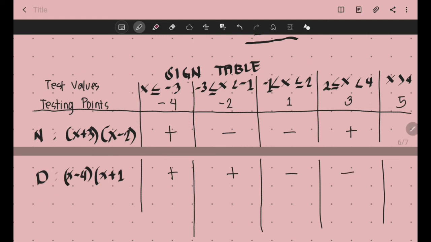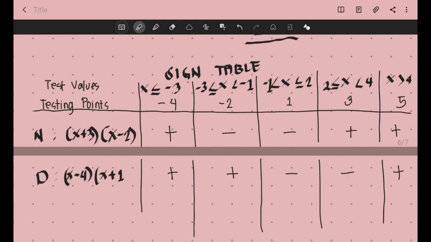Then, for the last testing point, we have positive 5. We have 5 plus 3, that is positive. Multiplied by 5 minus 2, that is positive also. So, we have positive multiplied by positive, that is positive. Then, for your denominator, we have 5 minus 4, that is positive. Then, 5 plus 1, that is also positive. So, your denominator will become positive when the values of x is above or greater than 4.